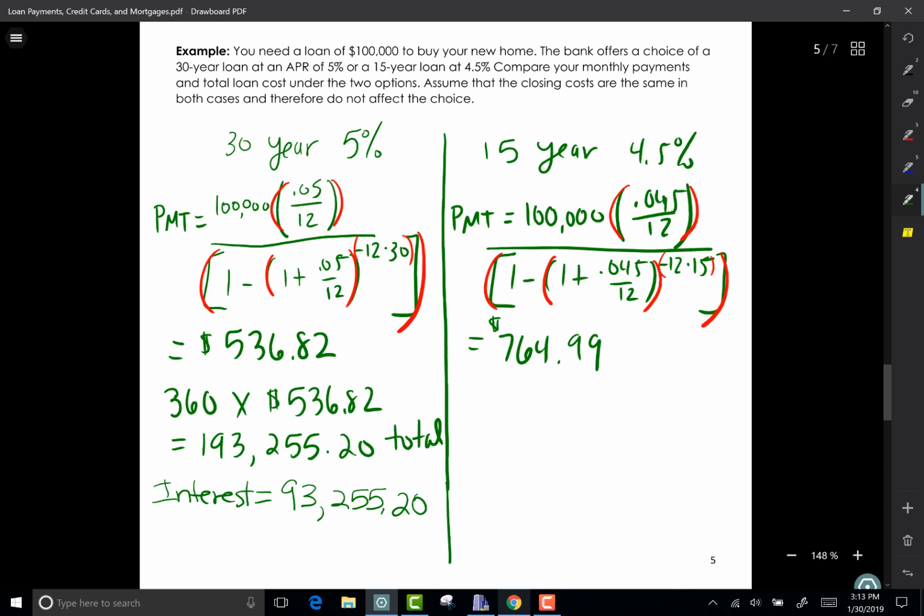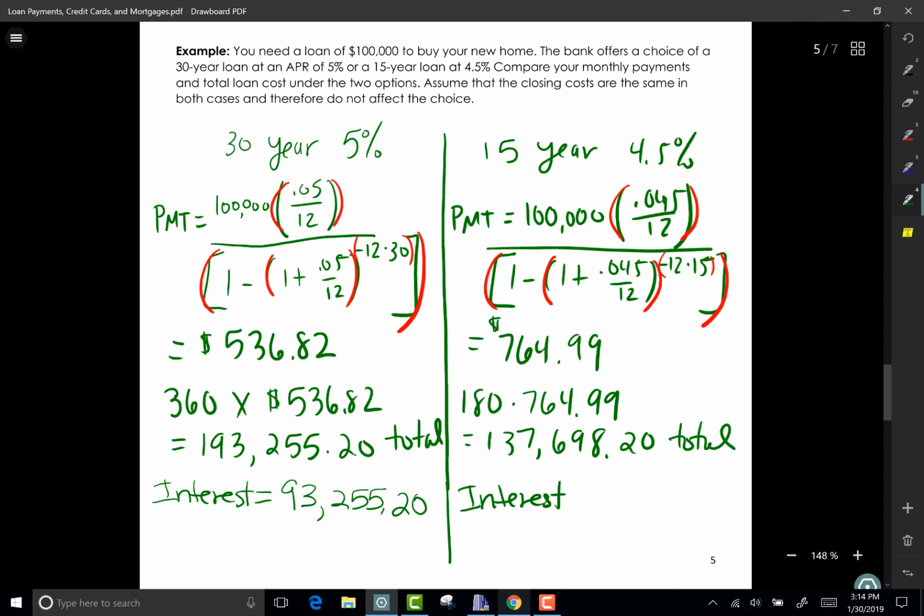$764.99. Now, because this is over 15 years, I'm going to be making 15 times 12 payments, which is 180 payments of $764.99. When I multiply that out, I'm going to get $137,698.20 that I'm going to pay in total. Which means, since we borrowed $100,000, the interest on the 15-year loan is going to be $37,698.20.